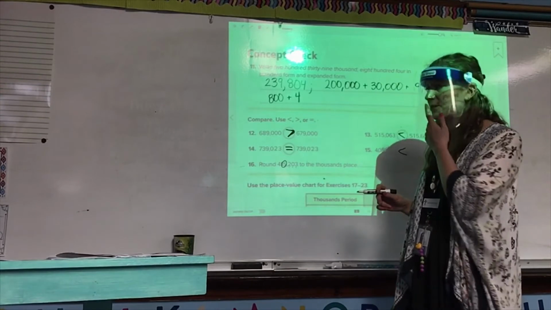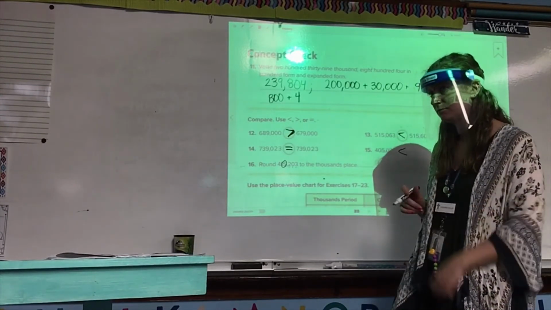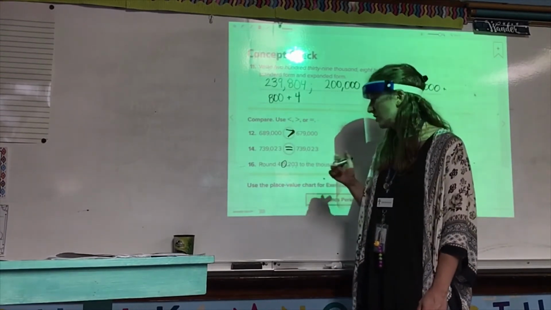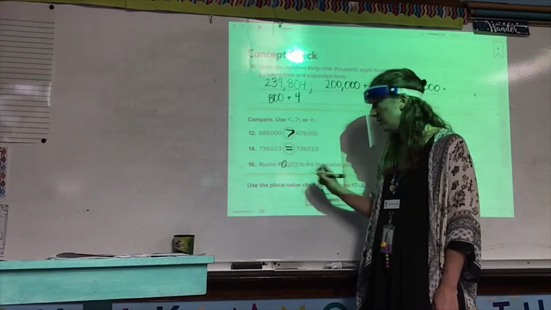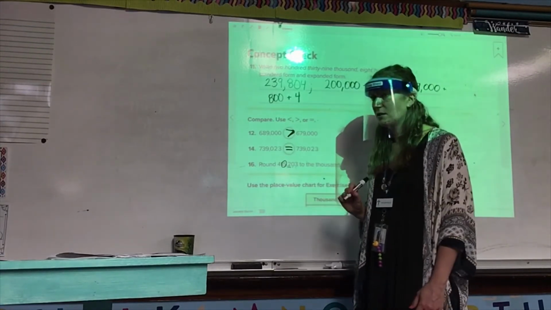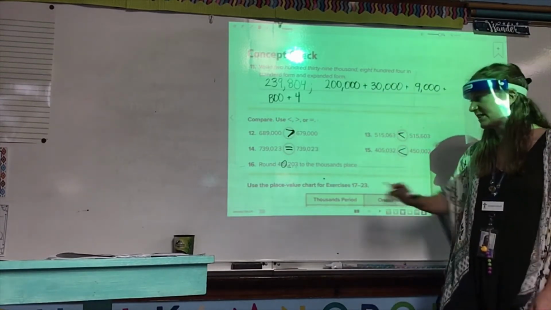Okay, Kingston, step 2. Underline the digit next to it. In which direction, to the left or to the right? To the right. Which digit is that? 2. And for practice, what place is that 2 in? The hundreds place.